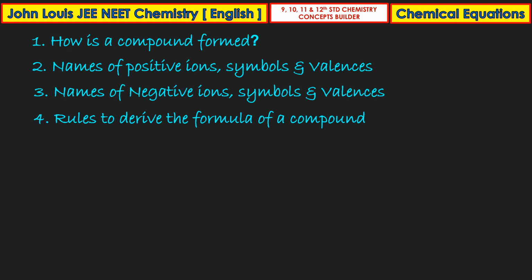Say a couple means a husband and wife. Similarly, a compound means a positive ion and a negative ion. So what are the rules to combine the positive ion and negative ion? We are supposed to learn them.